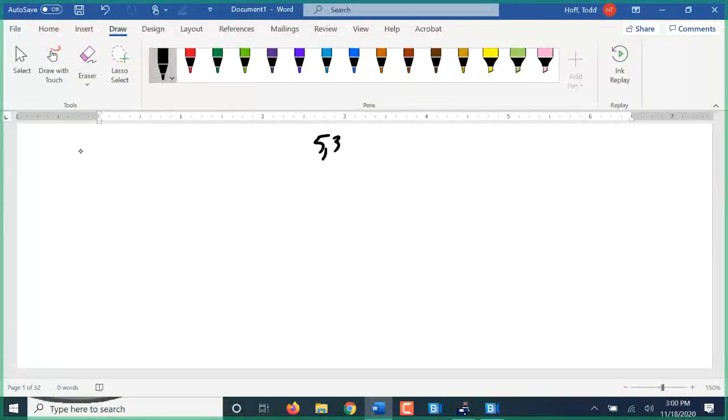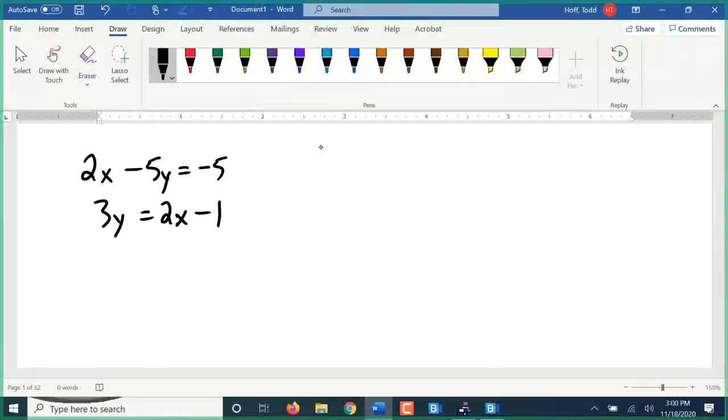something like this. 2x minus 5y equals negative 5. Or 3y equals 2x minus 1. I'm going to label these equation A and equation B again, just for ease of reference.